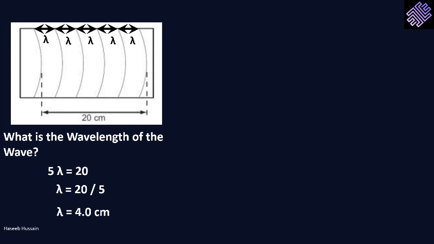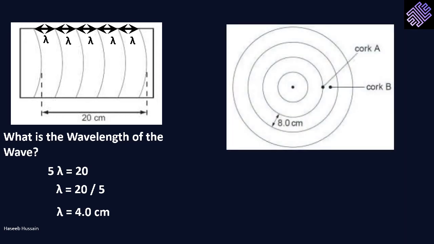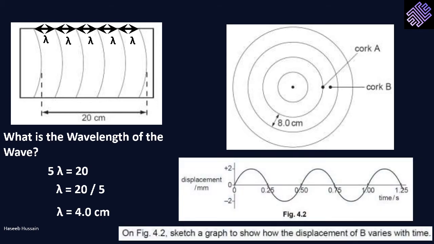In the second problem, we are given a set of circular wavefronts. Point A lies on the wavefront, while point P lies between the two wavefronts. We are also given the displacement time graph for A and are required to sketch the displacement time graph of P. From our lesson, we should know that A and B lie in opposite positions.